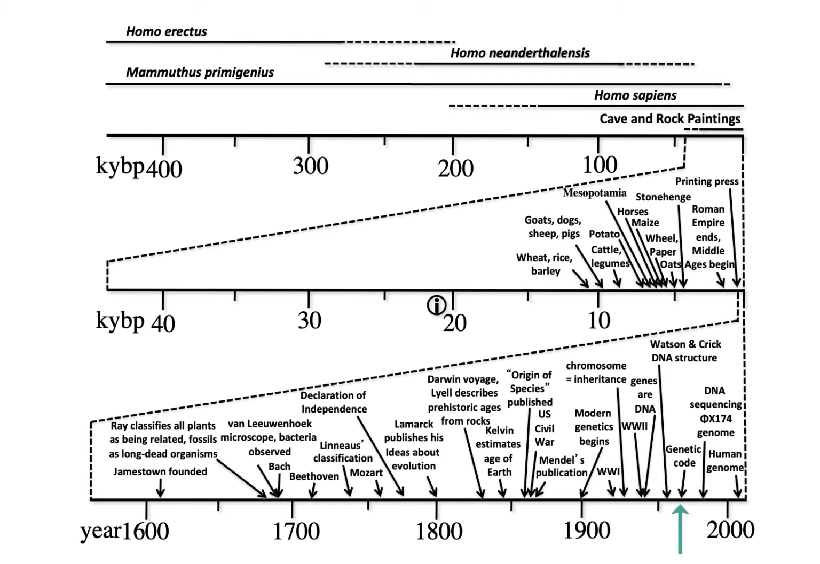The genetic code was deciphered in the 1960s. The sequencing of the first organism, a phage or virus, was sequenced here. And then early in around 2003, the first draft of the human genome was determined. So this brings us out to the present.